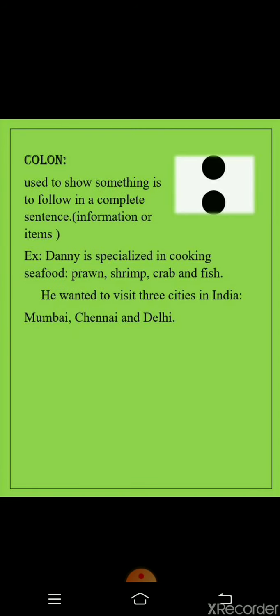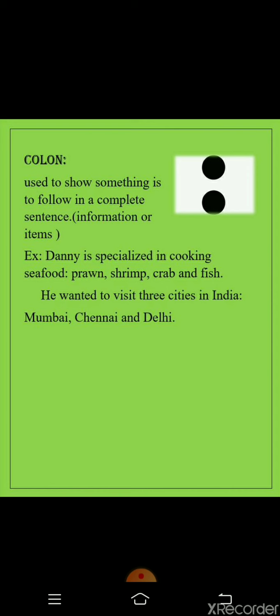Next one is colon. Okay, these colons are used to show that things are to follow a complete sentence. For example, there is a sentence after which a list of things is being followed. In that particular place they use a colon. Example, Danny is specialized in cooking seafood. Okay, Danny is specialized in cooking seafood. It is a complete sentence and they have listed the items in which he is specialized: prawn, shrimp, crab and fish.